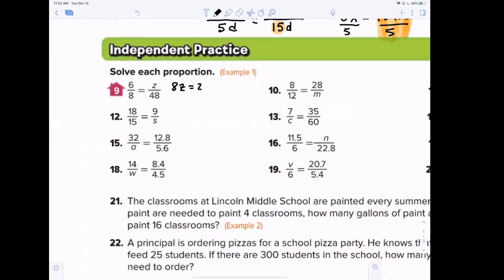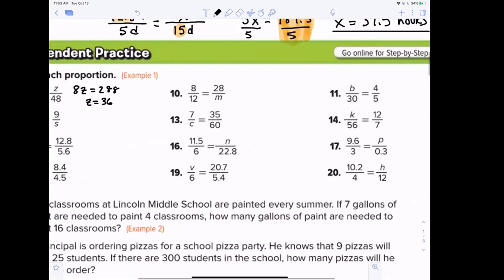288. Now here's where everybody can write 8z equals 288. Then, because we're good now, you can divide by 8 and tell me what the answer is. What is the answer, Jackson? 36. Somebody said 36. Everybody happy with that? Yeah. All right.